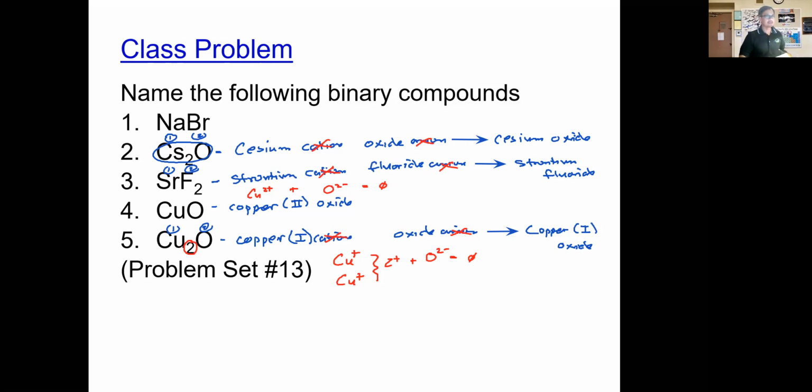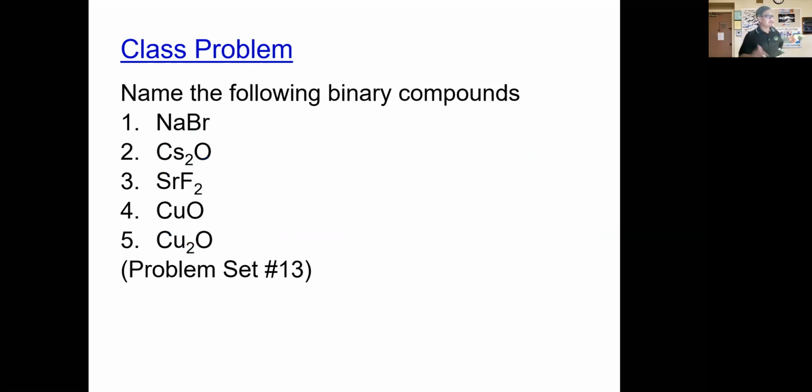Let's go ahead and continue on. Now that we've worked out how to write out the name, here we're given the formulas for all of these. You need to practice. We should be able to come up with the names of each one of these. What we also need to be able to do, and you've got to keep this in mind, is that if you're given the name, can you write out the formula?